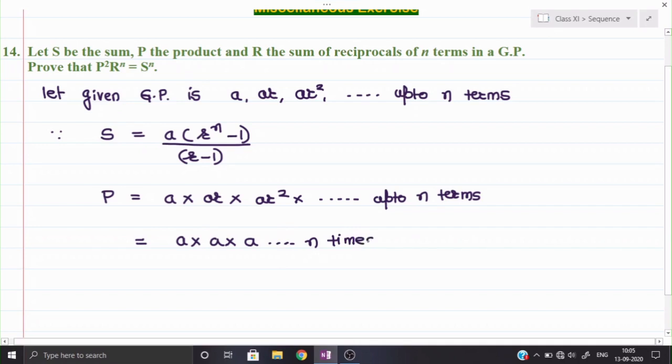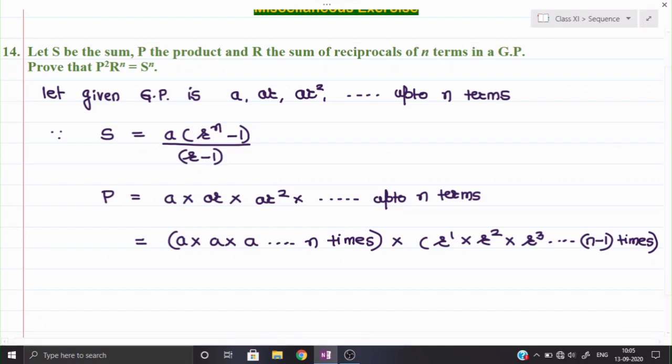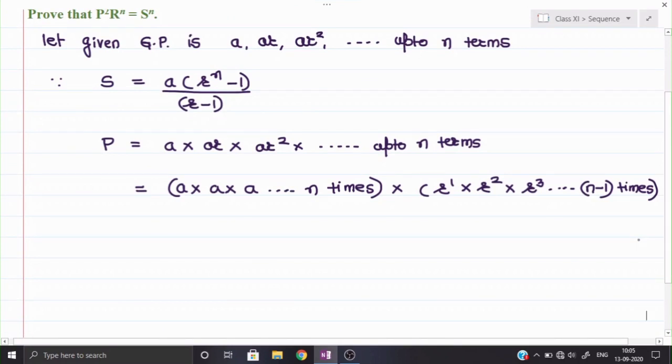And the r I am multiplying in such a way: r to the power 1 into r to the power 2 into r to the power 3 and so on, going up to n minus 1 terms. See why n minus 1 is coming? Because in the first term r is not there. So the total number of terms of r will be n minus 1, while the total number of terms of a will be n. That is the difference. One a is additional here, however one r is lesser. If I multiply a up to n times, this will become a to the power n.